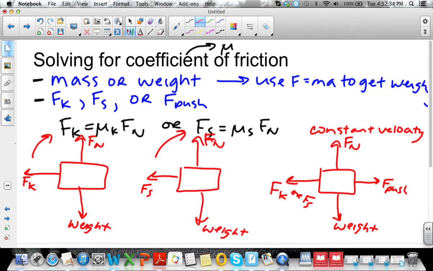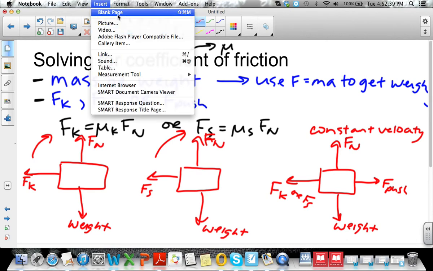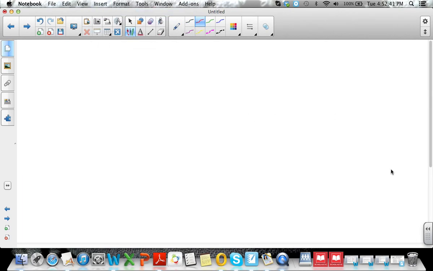So let's do an example. Let me add a page here. I don't want to do one from the quiz. Let's see what I got.